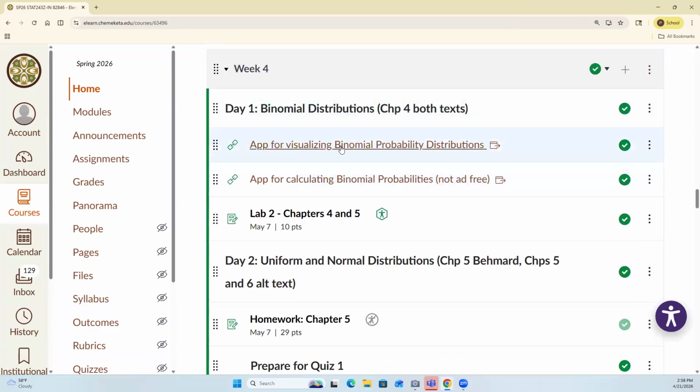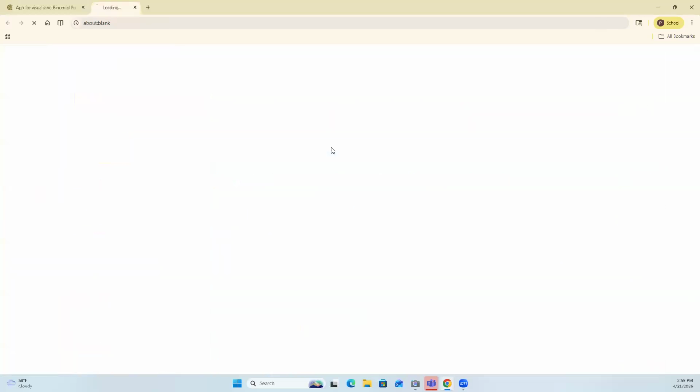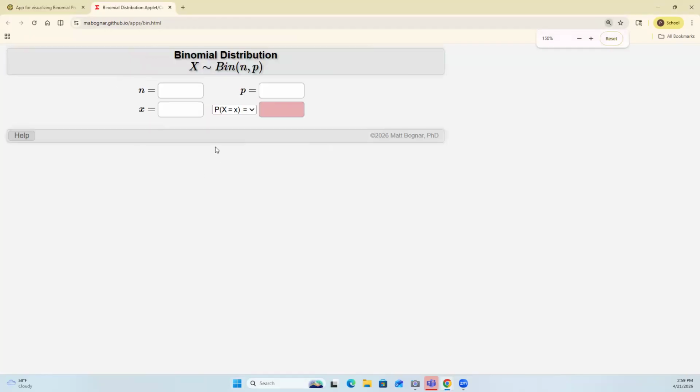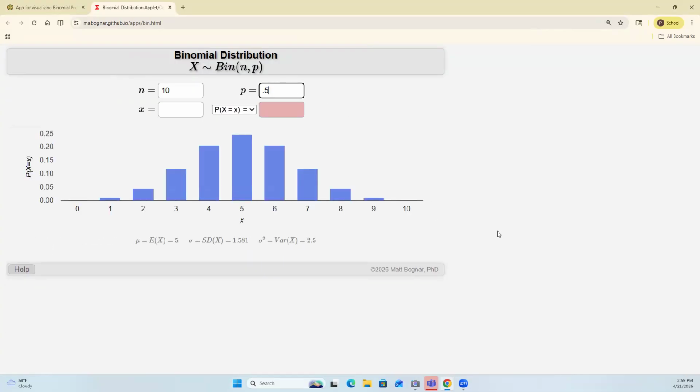So here in week 4, we can use this app for visualizing binomial probability distributions. It's a nice, simple app. It uses X instead of K. So if I'm flipping 10 coins, then N is 10, and the probability of getting a single heads is 0.5. As soon as I put that in, it draws the probability for each possible outcome: 0 heads, 1 head, 2 heads, etc. Simply by hovering over, it shows the probability of getting exactly that value. So about a 0.25 chance of getting exactly 5 heads.